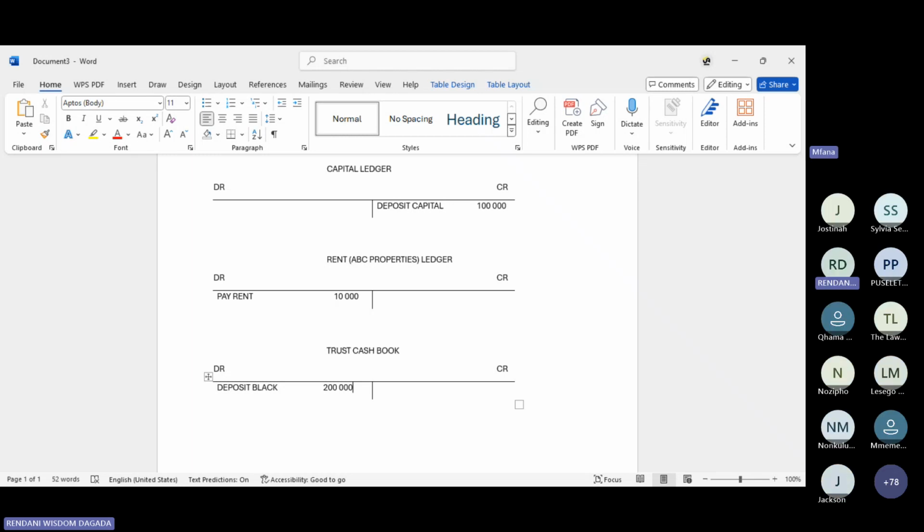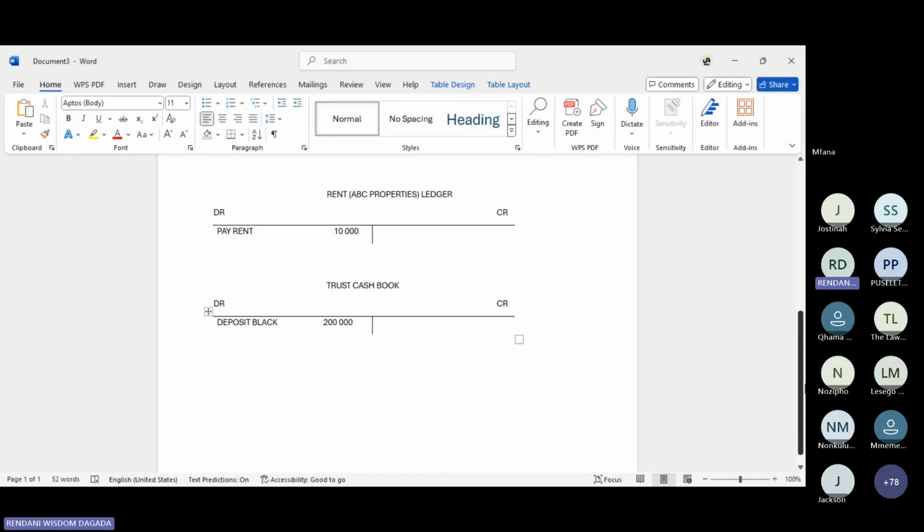Now, for double entry, you no longer use general ledgers when we use the trust, but instead we use what we call trust ledgers. A trust ledger must be named after a client. Our client is Black, so we're going to have the Black trust ledger. On the opposite side here, deposit Black, 200,000.